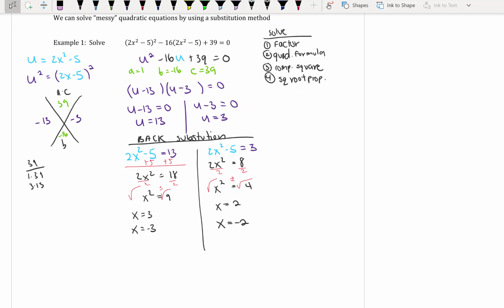So what I would like to do is go ahead and check the solutions. I'm going to take a few minutes to do that. I've taken a few minutes and plugged them into my equation, and all 4 of those answers work. So I have that x is equal to 3, negative 3, 2, and negative 2. I'm just going to leave it like that.